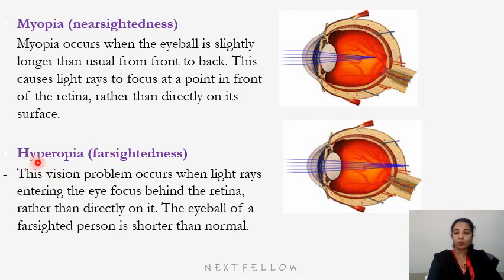Then hypermetropia, which is called farsightedness. This vision problem occurs when the light rays entering the eye focus behind the retina rather than directly on it. So the eyeball of the far-sighted person is shorter than normal. We can see here is the retina, and the focus is forming posterior to it.